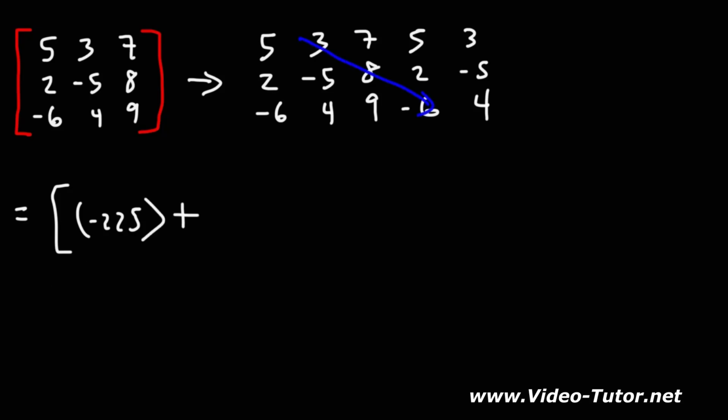Next, we have 3 times 8 times negative 6. 3 times 8 is 24. 24 times 6 is 144. We do have a negative sign, so it's going to be negative 144. And then we have 7 times 2 times 4. 2 times 4 is 8. 8 times 7 is 56.